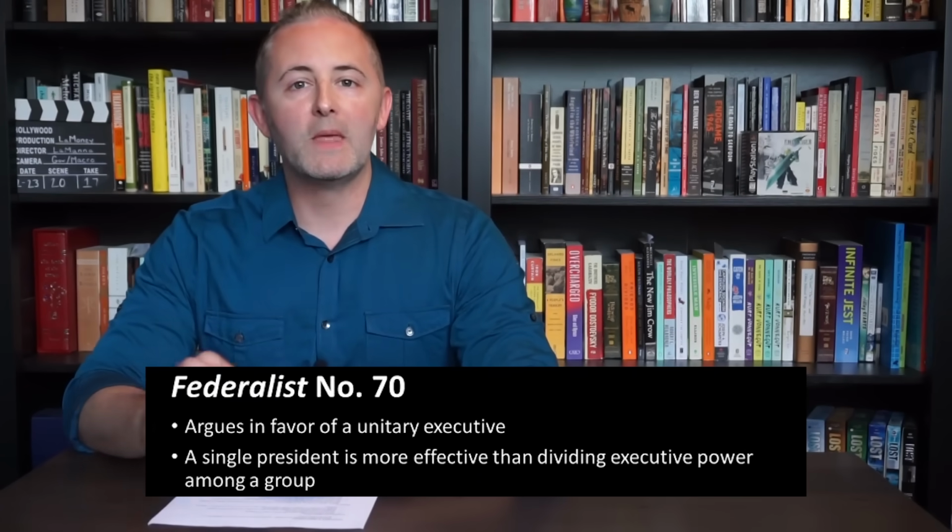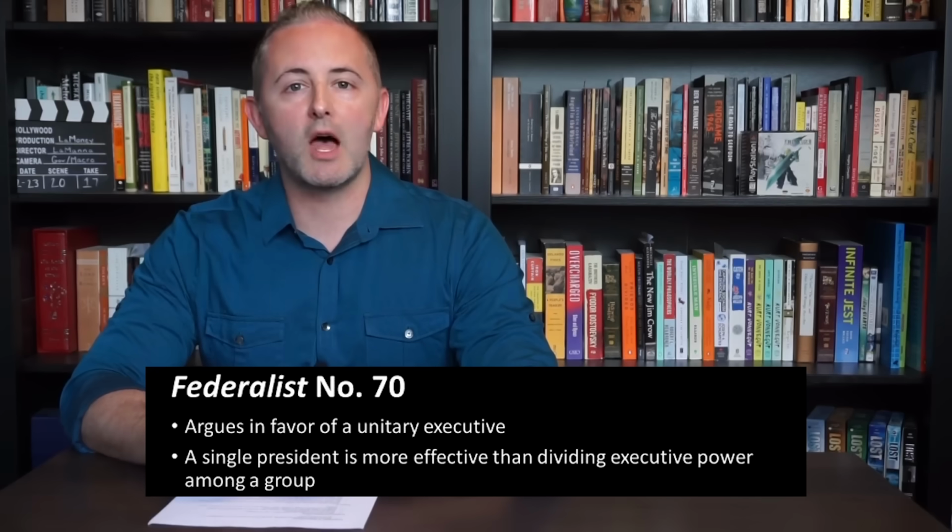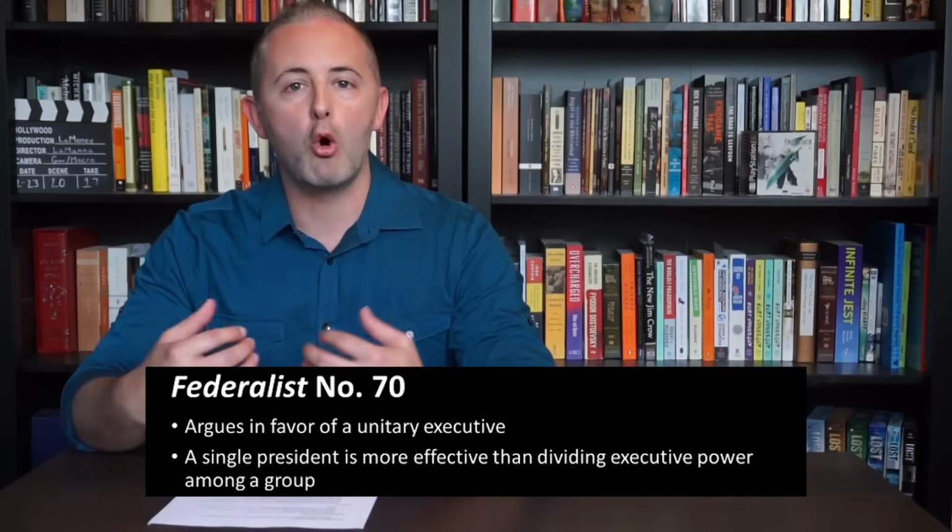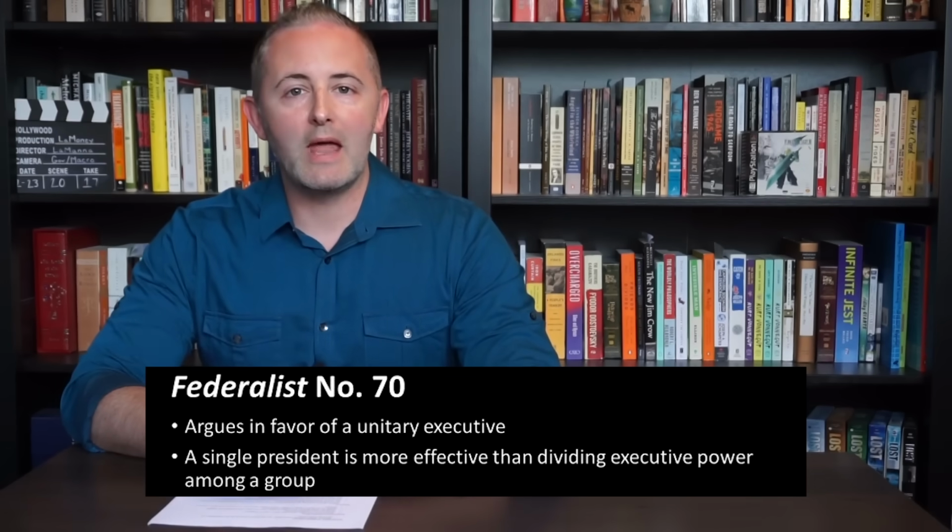So in Federalist number 70, Hamilton is here arguing in favor of a unitary executive. This means the power of the presidency should be held by a single person rather than having like a council or a group holding that power together. Now, at first, this might sound really strange, because isn't the whole point of the Constitution to make sure that no one person or group has too much power? So why give all that power to one person?